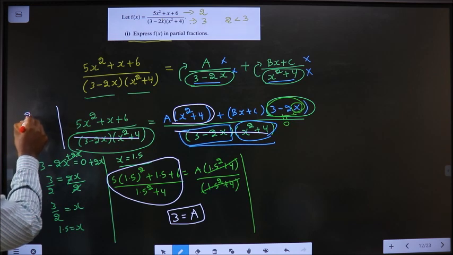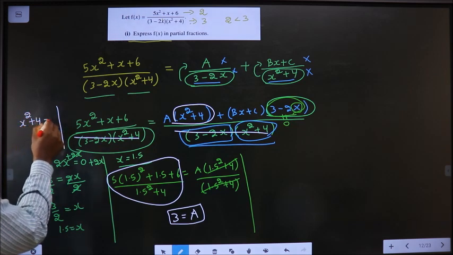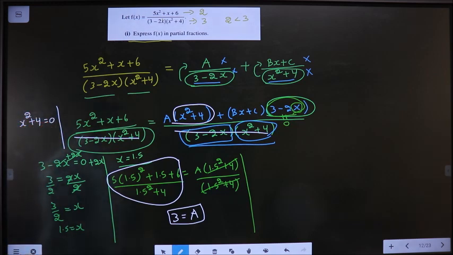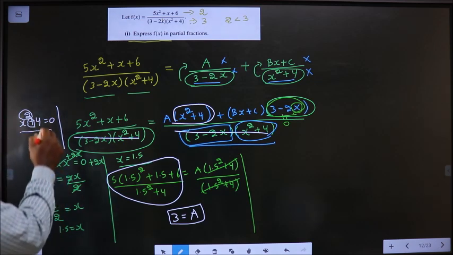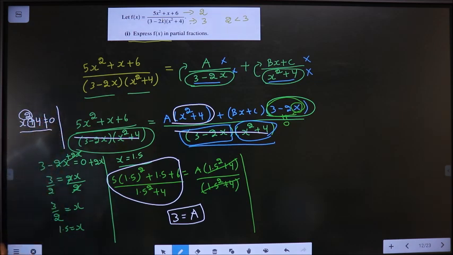Okay, next. Now I try to make this bracket 0. So that is x square plus 4 should be equal to 0. Analyze that. On x the power is 2 and also here it is plus. So the point that I am trying to make here is, no matter what you take for x here, this expression will never be equal to 0. Clear? So the next option is take x equal to 0.